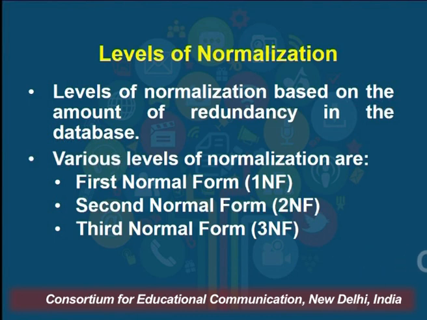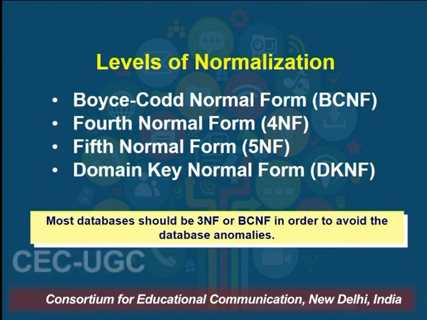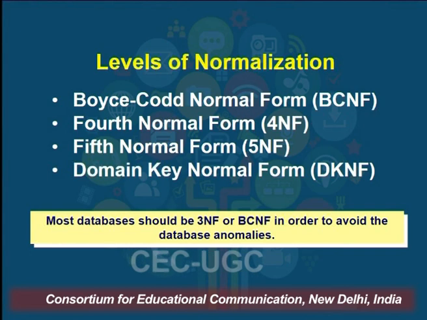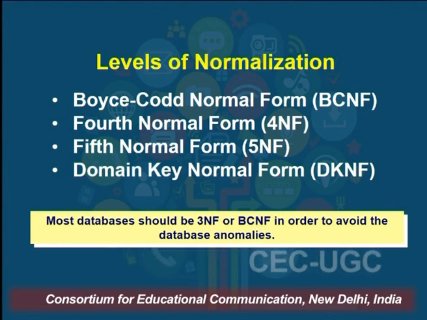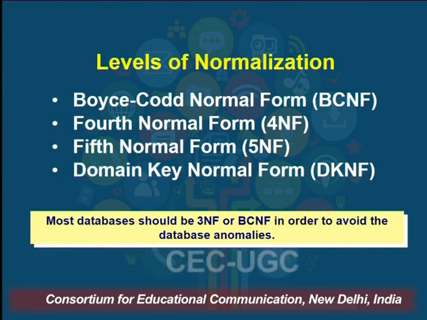These are first normal form, second normal form, then we have third normal form. Apart from that, we also have Boyce-Codd normal form, which is more specifically known as BCNF. Then we have fourth normal form, which is 4NF, fifth normal form, 5NF, and after that we have domain key normal form, which is in short known as DKNF.